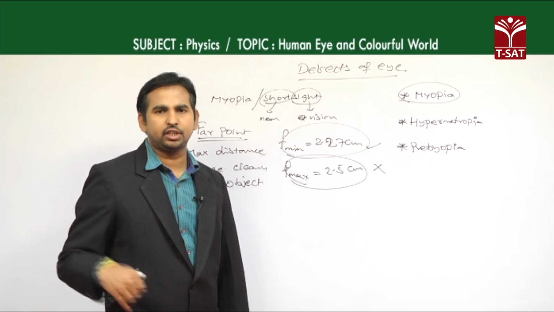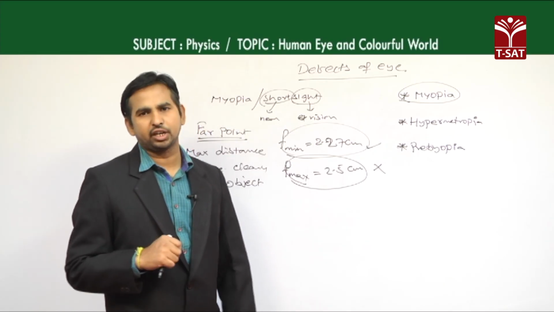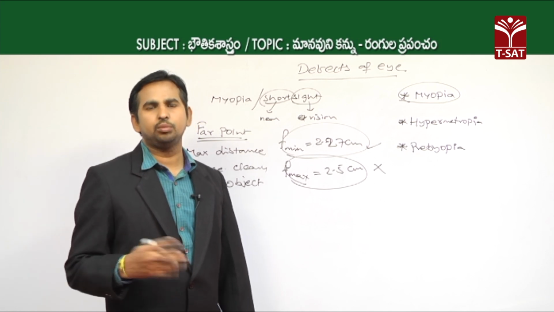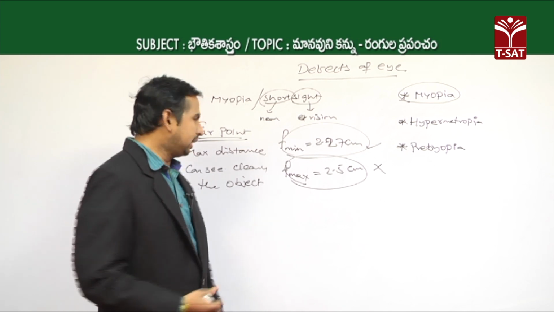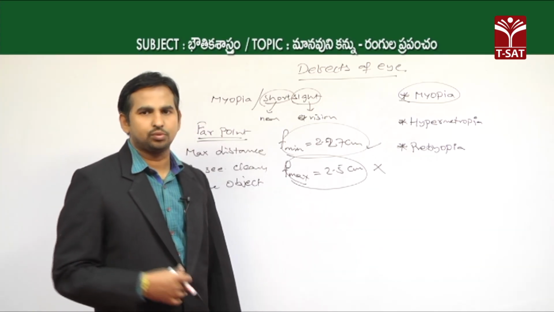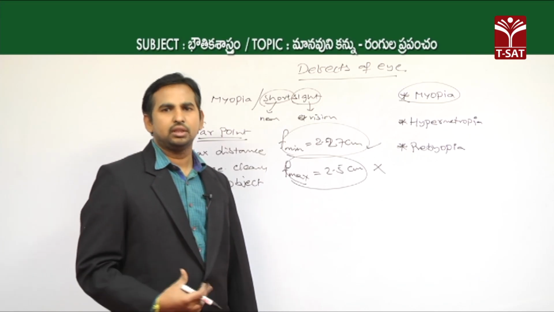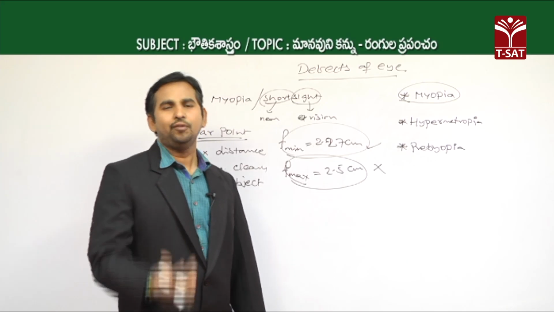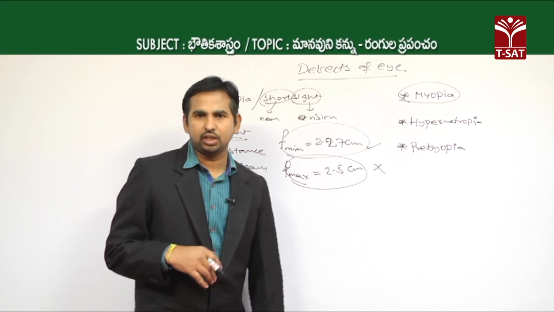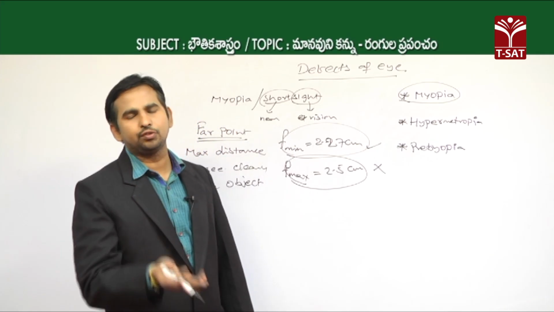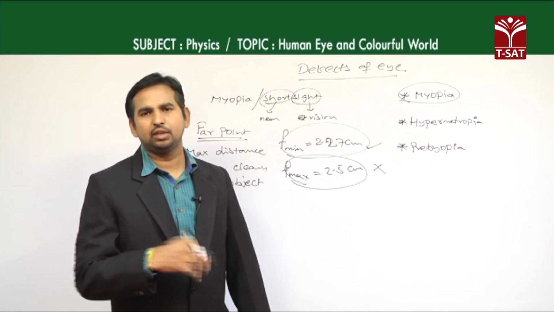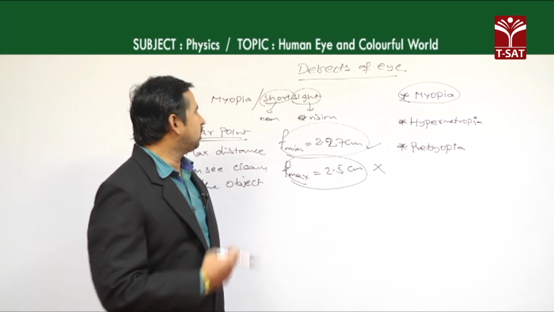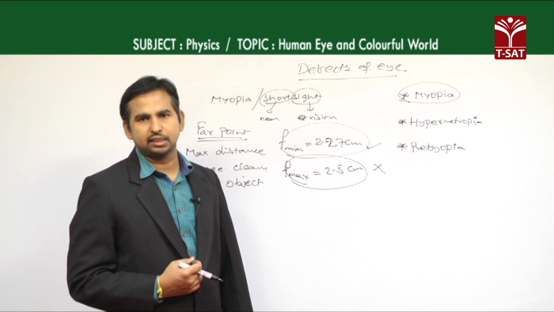Once you take the object beyond that far point, we get the problem with the eye. We cannot see a very clear image; the image appears blurred. That is the definition of the far point. Far point is the maximum distance at which a myopia-defected eye can see the object very clearly. Where we get the problem is when the object is placed beyond that far point; then a blur image comes. That we call myopia or short-sightedness.